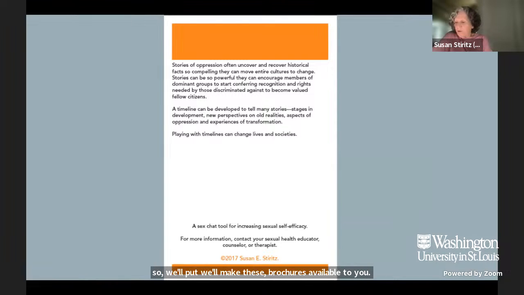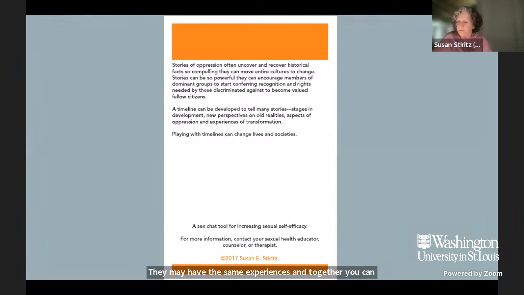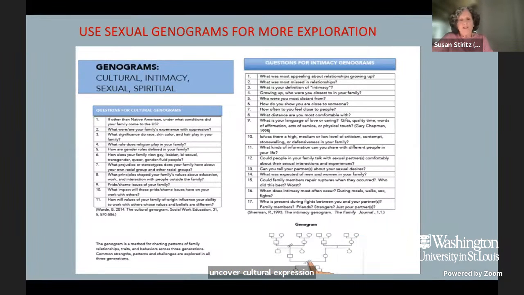Sex chatting can be a form of consciousness raising. When you talk with your friends about things that bother you and think there is something wrong with you, they may have the same experiences, and together you can uncover cultural expression. So in genograms, you can find the scripts that you've been given by your culture and your family, and see if they're ones that you want to keep or you would like to create your own.